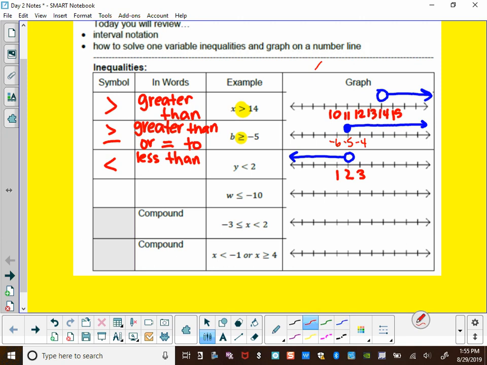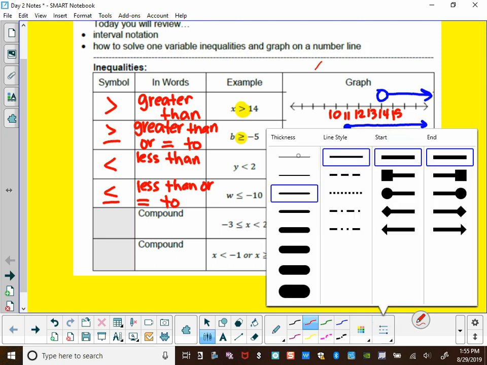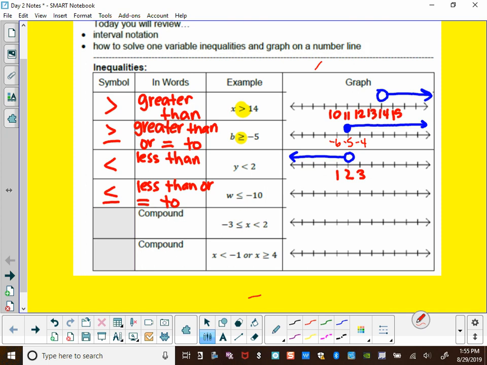All right, the fourth one, I have less than or equal to. It shows -11, -10, -9. All right, I have a closed circle on -10, and I'm going to the left.